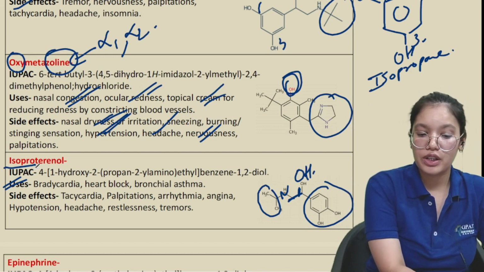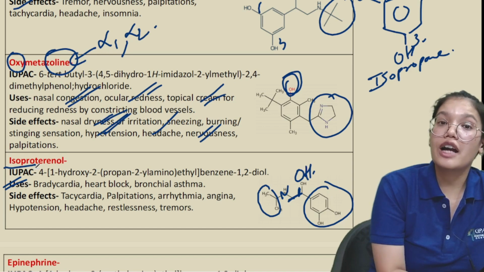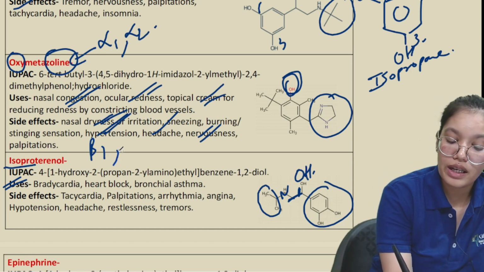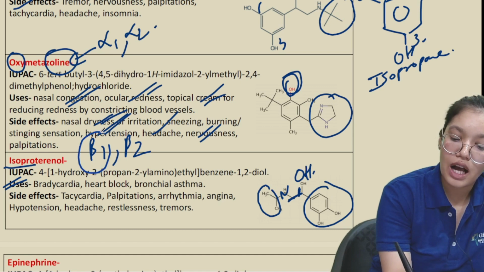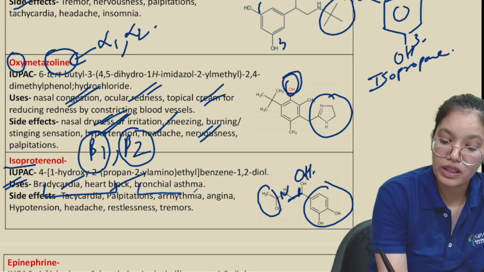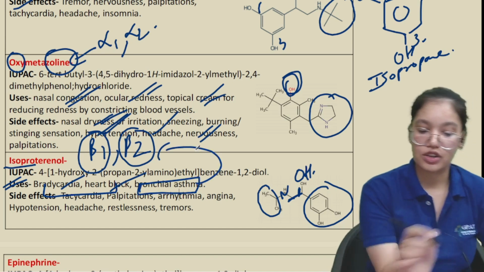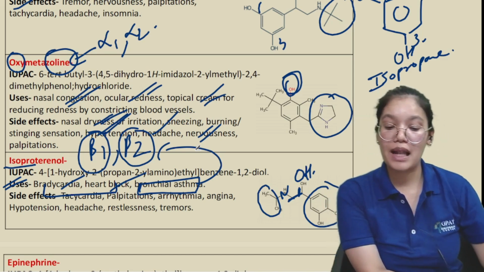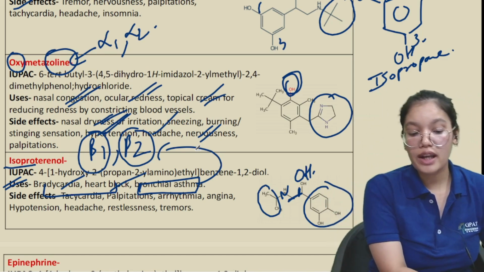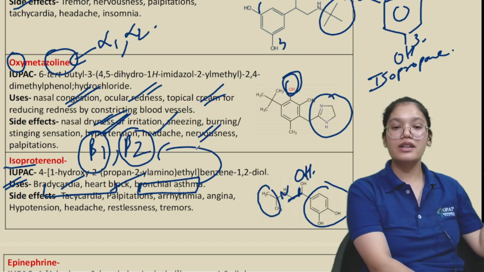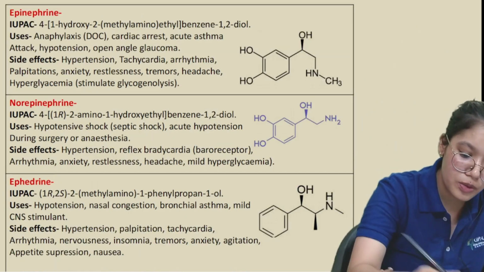Next, uses: bradycardia, heart block, then we have bronchial asthma. For all that, we can use this isoproterenol. Now, this isoproterenol is a non-selective drug at beta 1 and beta 2. So it will act on the heart and on the lungs. Bradycardia and heart block are heart functions, then bronchial asthma is the lung function. Side effects: tachycardia, palpitations, arrhythmia, angina, hypotension, headache, restlessness, tremor. All these are the side effects for this isoproterenol.